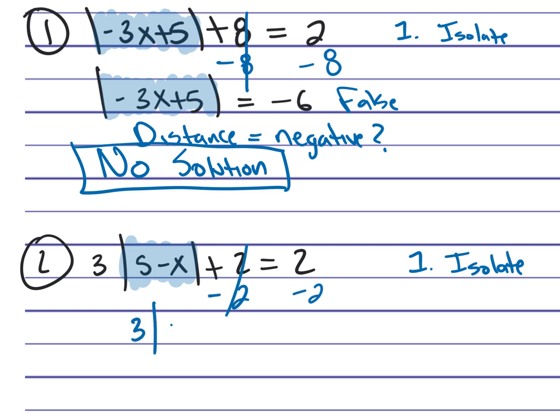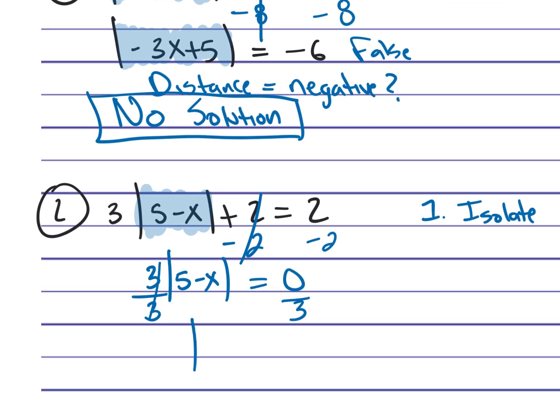Now that gives me 3 times the absolute value of 5 minus x equal to 0. Now I can try to get rid of the 3. In this case, because it's in front, it means it's being multiplied. The opposite is to divide. And that's how we isolate. So now that my problem is isolated, I can move on to my second step.